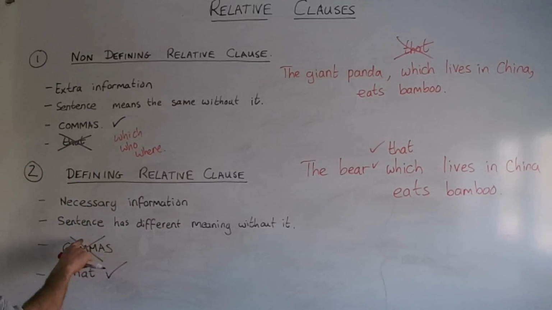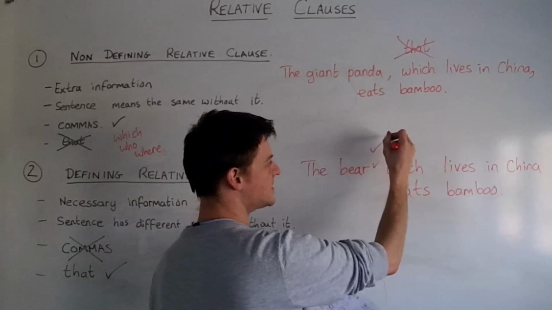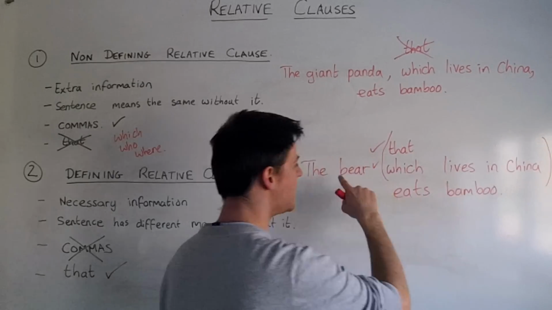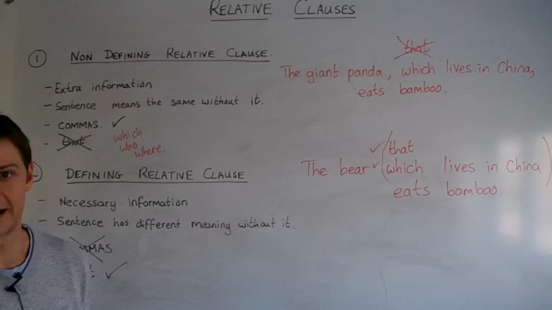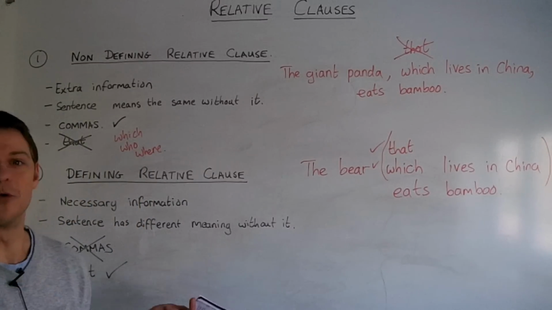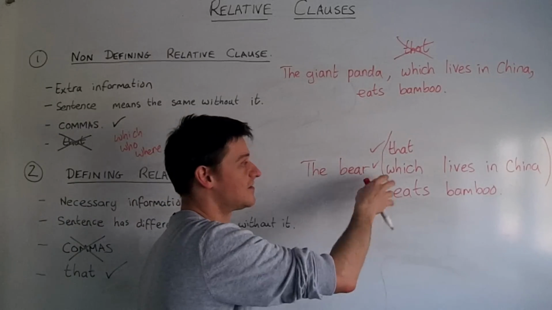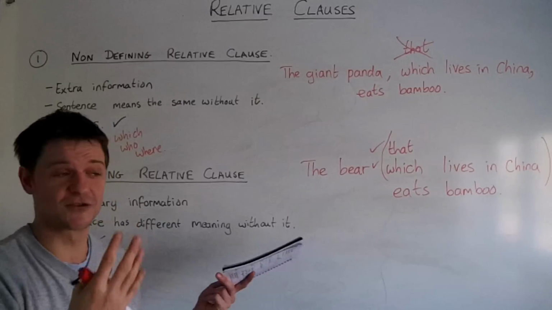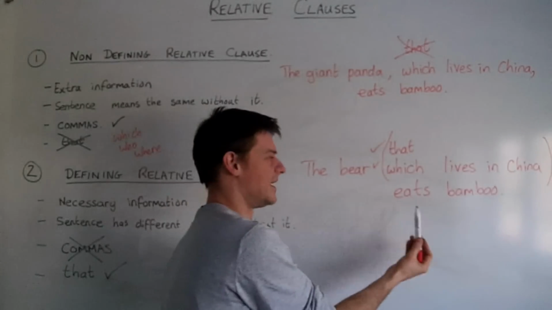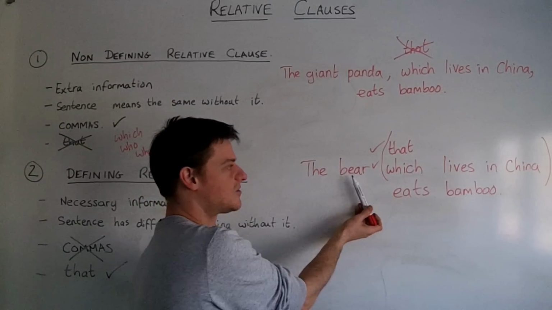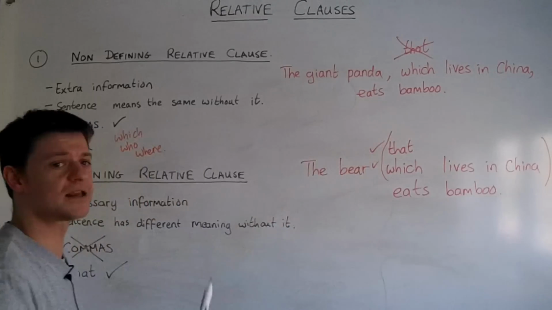Now with defining relative clauses, the sentence has a different meaning without this clause. Let's just pretend that we take this out. The bear eats bamboo. That's very different from the bear which lives in China eats bamboo. You know that not all bears eat bamboo. So this changes it from being a correct sentence, a true sentence, to something which is untrue. It certainly changes the meaning. Not all bears eat bamboo. And so I think it completely changes the meaning when you take this out. Whereas in this one, the meaning stays exactly the same.